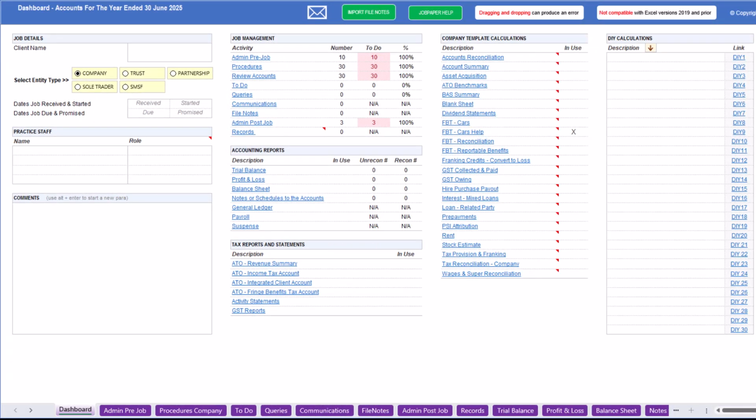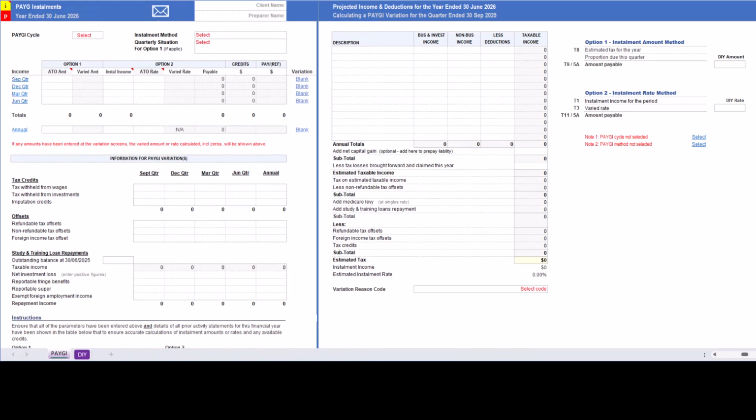Alex is starting a new set of annual accounts for a company and downloads our annual accounts workbook, which is a full set of working papers for this type of job. Shortly after, she receives an email from a client who wants to vary their PAYG instalment. She downloads our PAYG instalment variation calculator and enters estimates to calculate the varied rate.